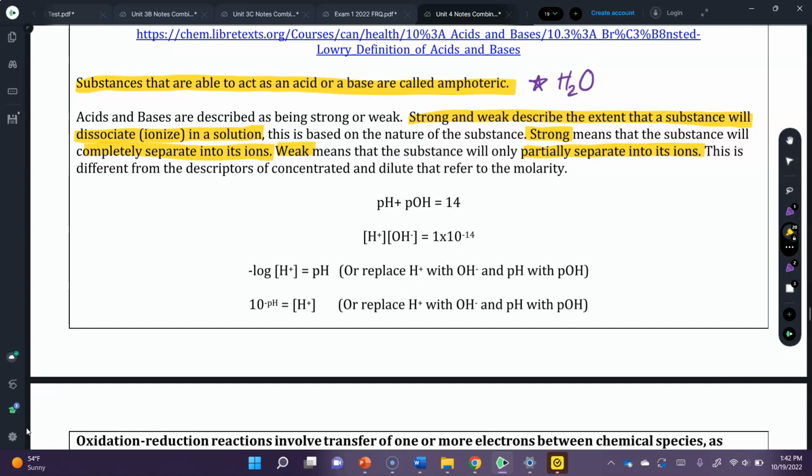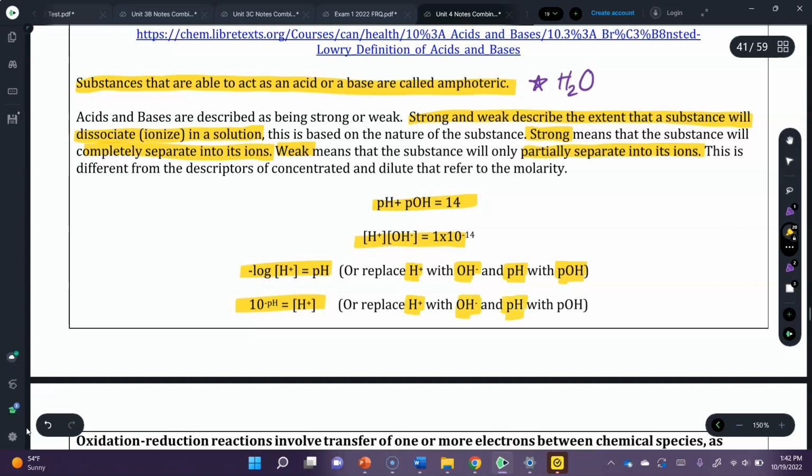Okay. And then we have several equations, and these are on your equation sheet, noting that if you have an H+, you can easily replace it with OH- in these equations. But you have to do both. You can't just do one. So if we were to do this first one here, it'd be negative log of the hydroxide ion, OH-, is equal to pOH. If you switch one, you've got to switch the other.